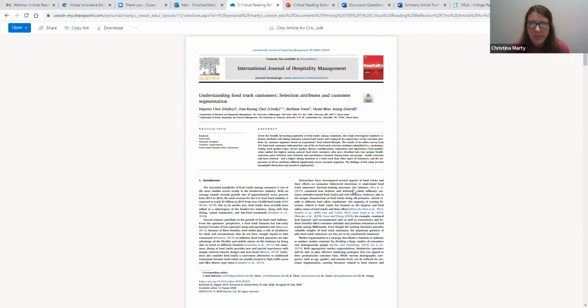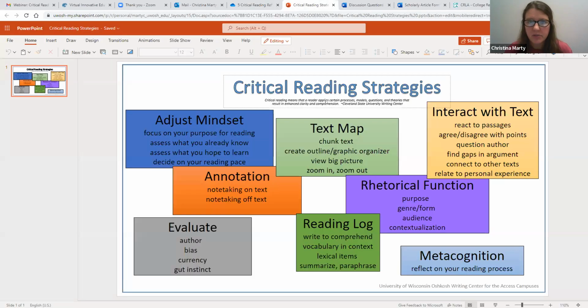Then when they come to class, I also give them my critical reading strategies. And I tell them straight out, look, I don't think there's anything new here. My goal is for us to take this time that has been allotted and just practice going through this difficult article with these strategies.